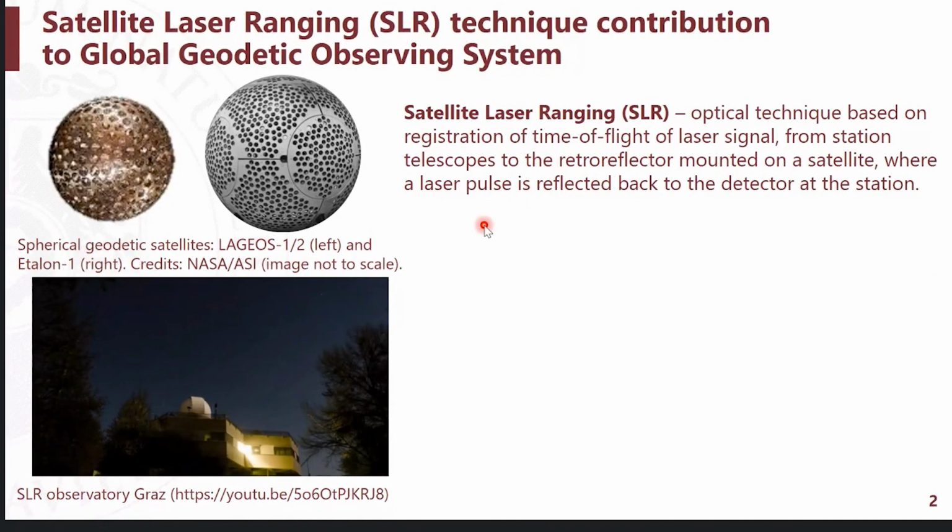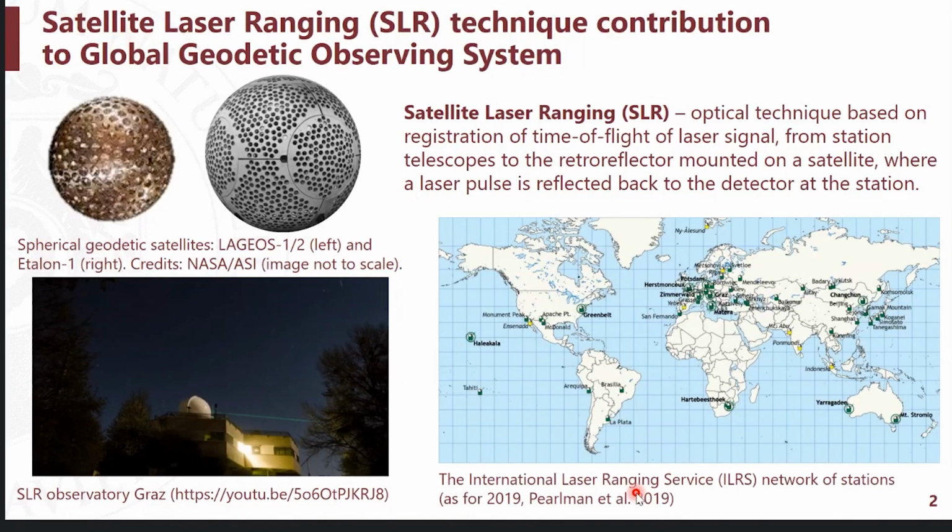The top left figure shows an example of spherical geodetic satellites: LAGEOS 1-2 satellites and Etalon satellites, which contribute to the Global Geodetic Observing System in terms of determination of global geodetic parameters and realization of the reference frame. Below, we have an example of an SLR station, which is taking measurements at Graz Observatory. The map shows the localization of all SLR stations all over the world. We can notice that most of them are located in the northern hemisphere.